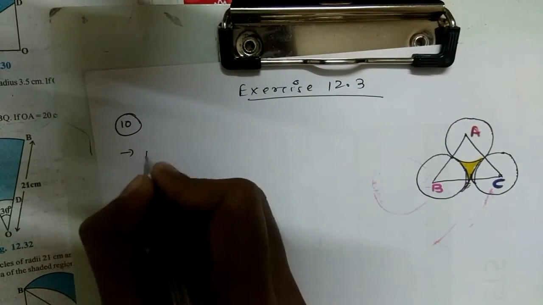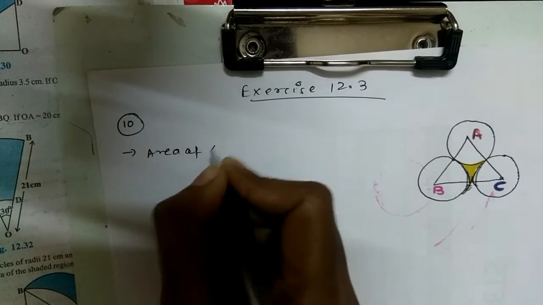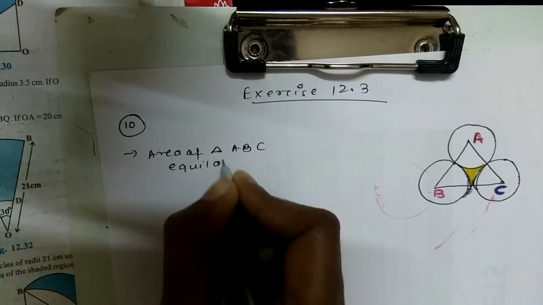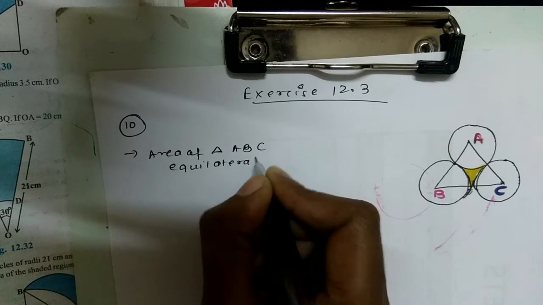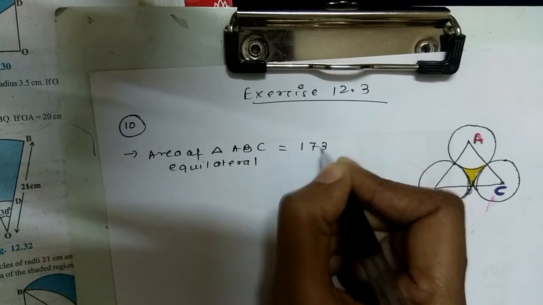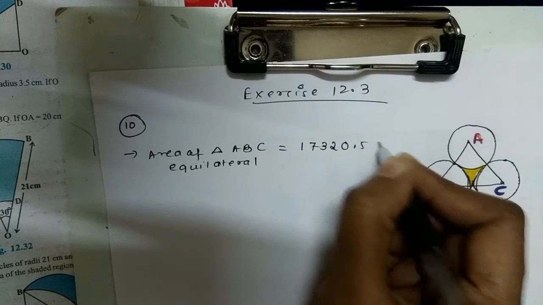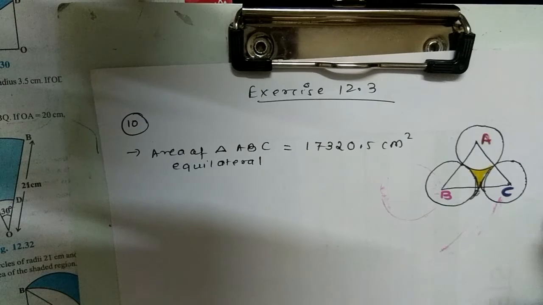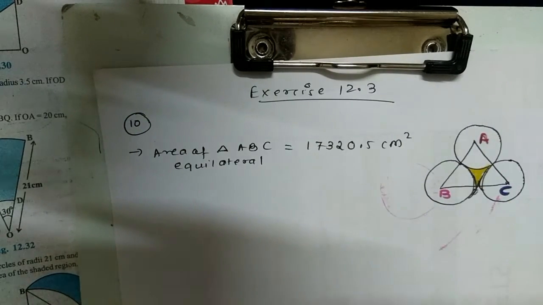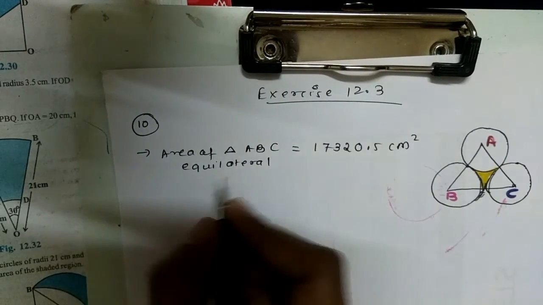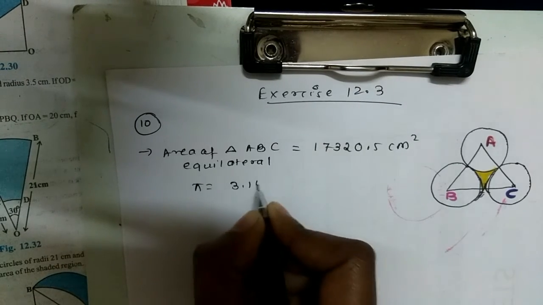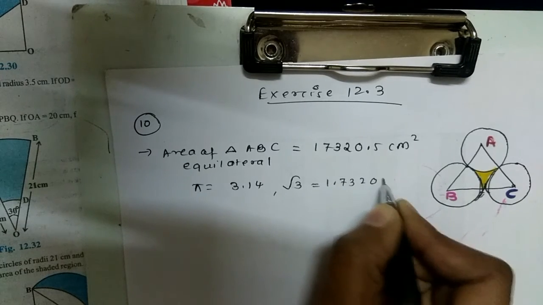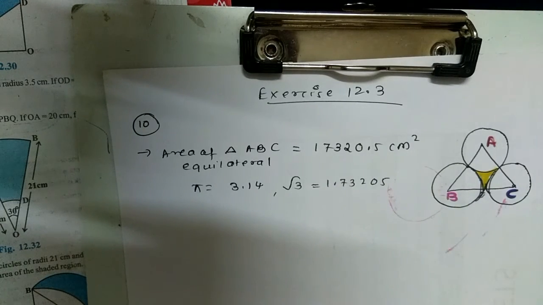As it is given, the area of triangle ABC, which is an equilateral triangle, is 17,320.5 centimeter square. A, B, C are the vertices and also the centers of these three circles. It is given that pi we have to take as 3.14 and root 3 as 1.73205. We need to find out the area of the shaded portion.